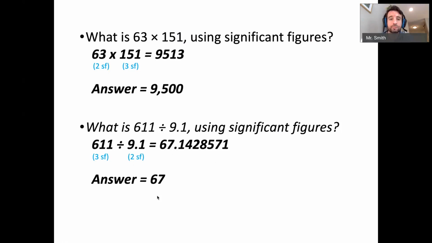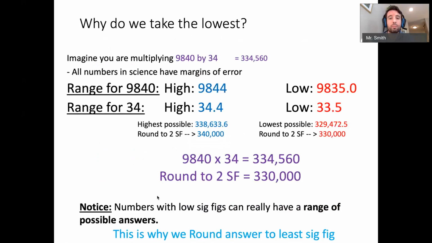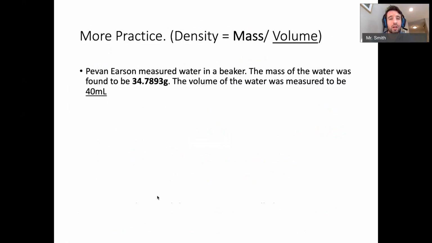Kind of cool here. Okay, one other problem that I did is a density problem. Density, as you might recall, is mass divided by volume. So here I give you a mass with a ton of sig figs. This would have been measured on an analytical balance. And then the volume of water is just 40 milliliters.